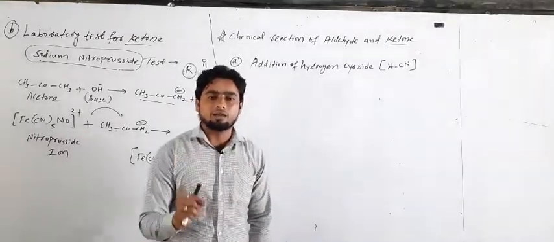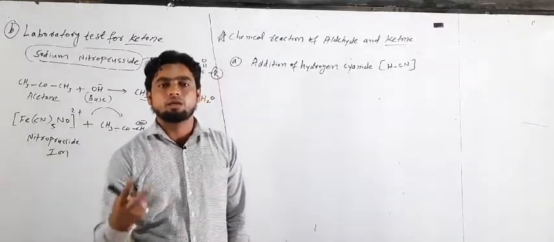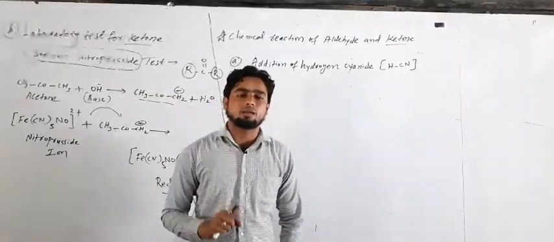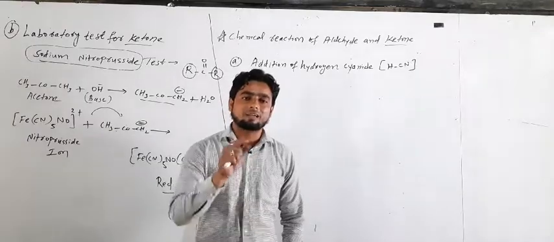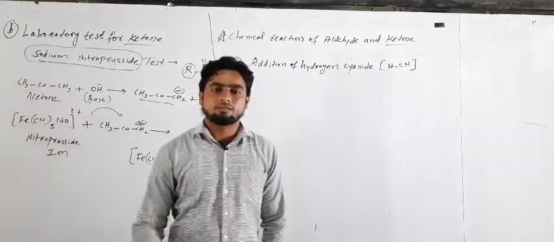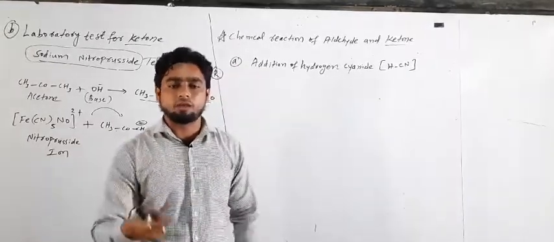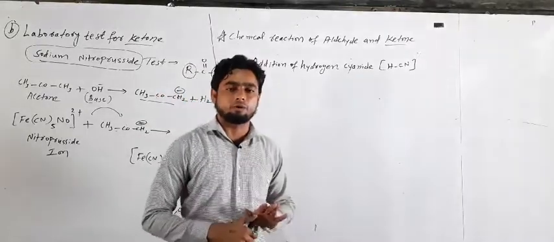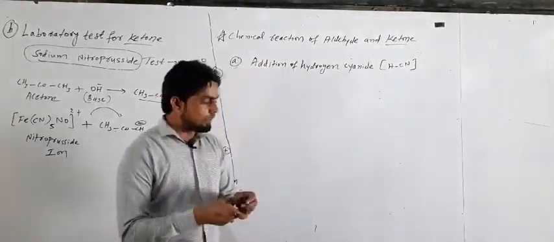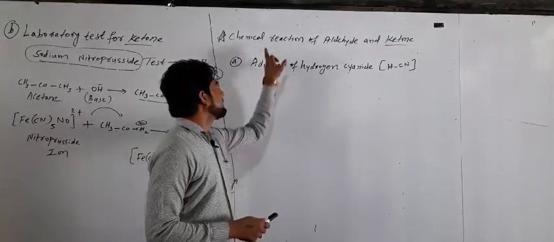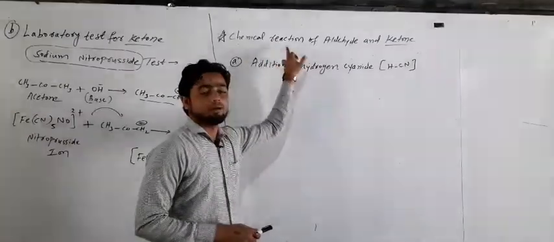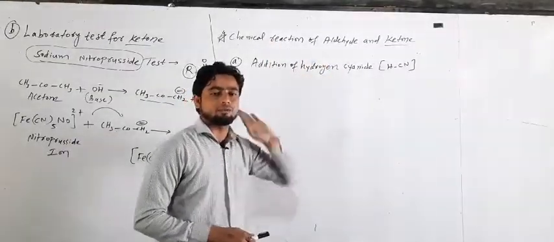So the aldehyde is more reactive than ketone. It depends upon two factors. One is called the electronic effect or inductive effect, and the second is called the steric effect or steric hindrance. What I taught you was the reactivity of carbonyl compounds. Clear? So the two compounds are the aldehyde and ketone. Now, what is the chemical reaction of aldehydes and ketones?